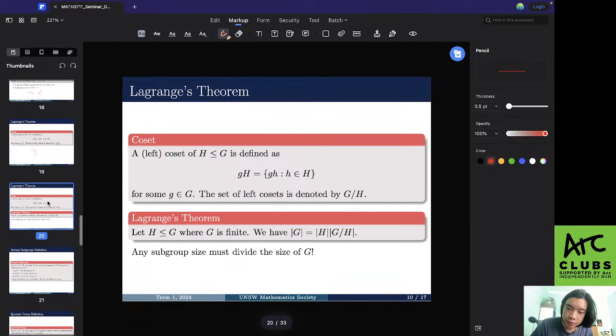And what this allows us to do is it allows us to use something called Lagrange's theorem, which pretty much just says the size of G is equal to the size of H times the number of cosets there are of G/H, right? And this is important because this essentially allows us to say that any subgroup size divides the size of G, right? We have H, its size dividing the size of G.